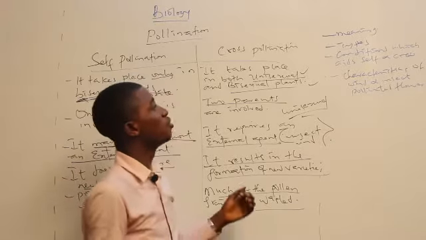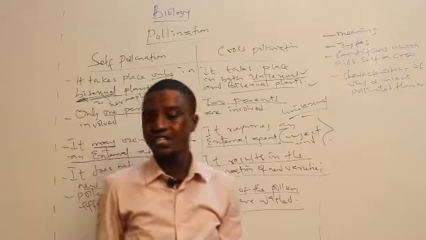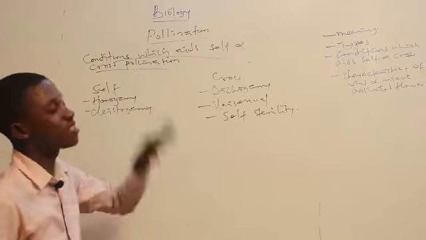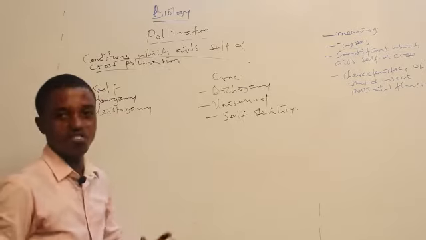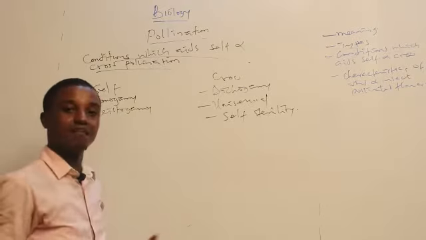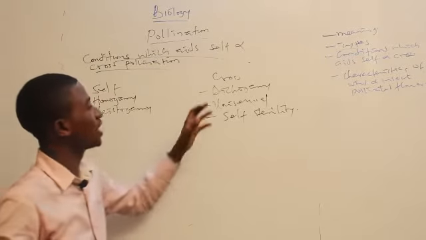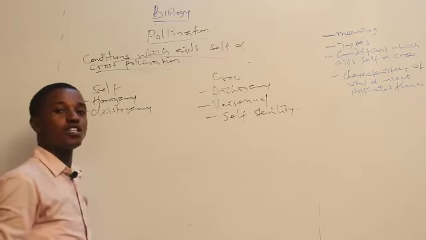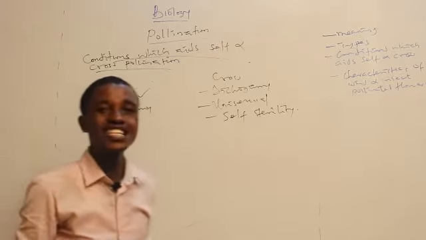So now we will be looking at conditions which aid self and cross fertilization. Okay, so now we will be looking at conditions which foster, which aid, which support self and cross pollination. As I said earlier, there are basically 2 types of pollination: self and cross. Self-pollination and cross-pollination. So what are the conditions which favor self-pollination? One is homogamy. Now what is homogamy?